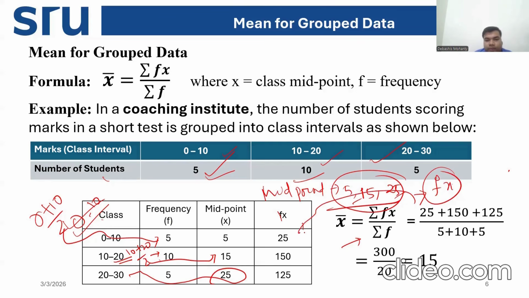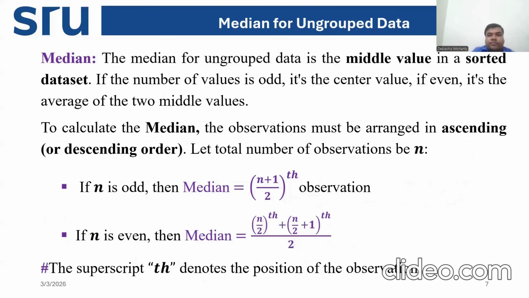Again, we need to calculate f into x. So f into x means 5 into 5, that is 25; 10 into 15, that is 150; and 5 into 25, that is 125. After calculating the midpoint x and the frequency f, and the fx values, we need to apply the formula x bar equals summation fx divided by summation f. So we can calculate this and find the solution.